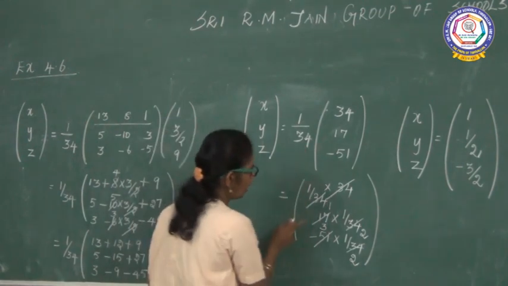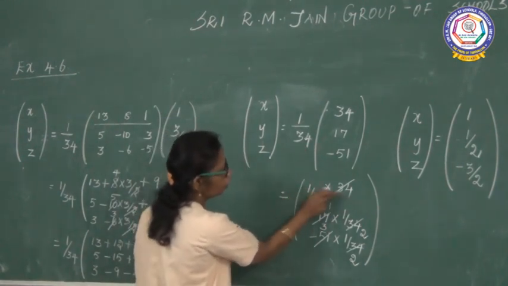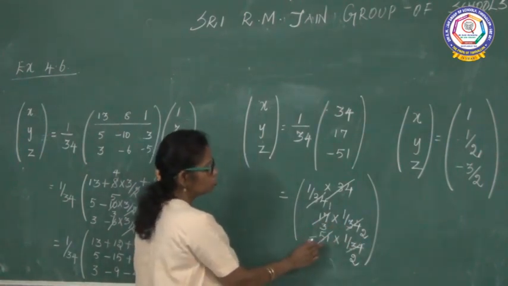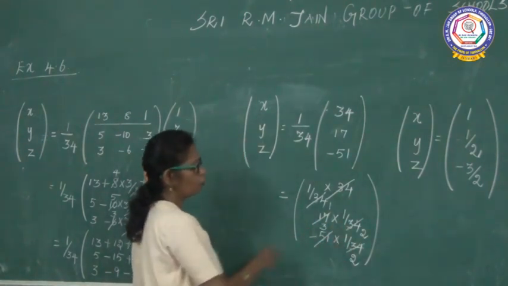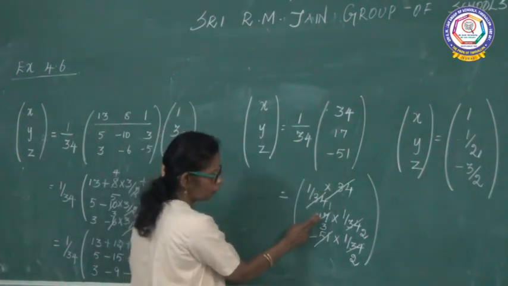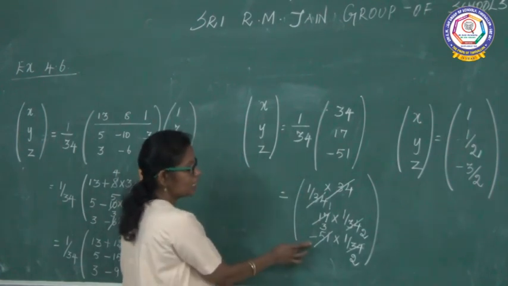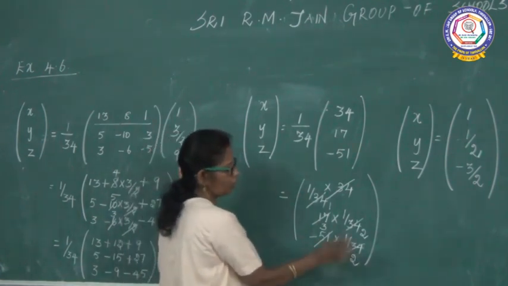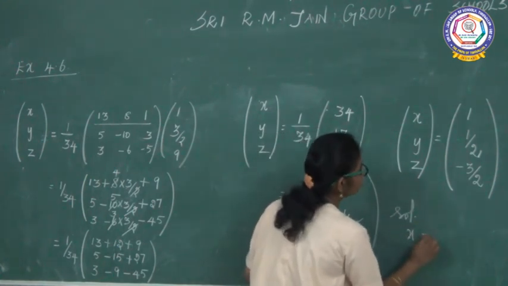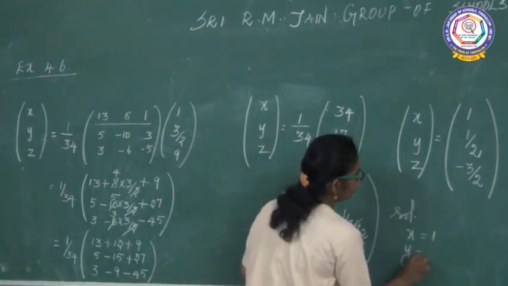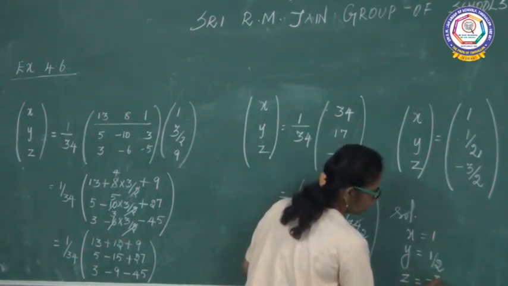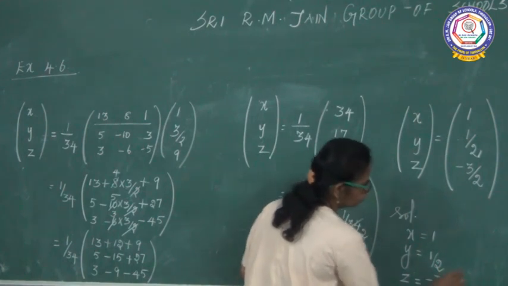Use 34 and divide. 1 by 34 into 34, 17 into 1 by 34, minus 51 into 1 by 34. Here you arrive at x equal to 1, y equal to 1 by 2. Finally, the solution: x is equal to 1, y is equal to 1 by 2, z is equal to minus 3 by 2.